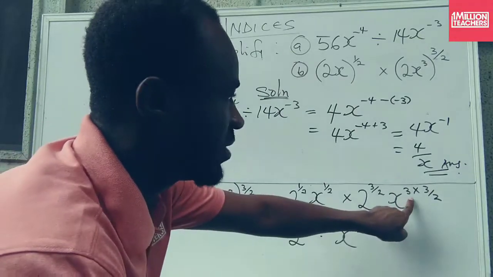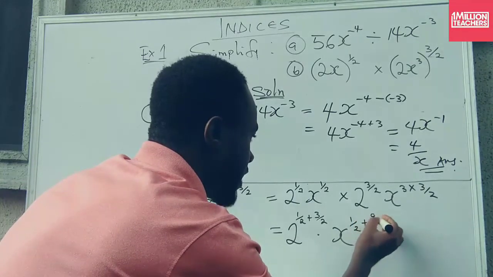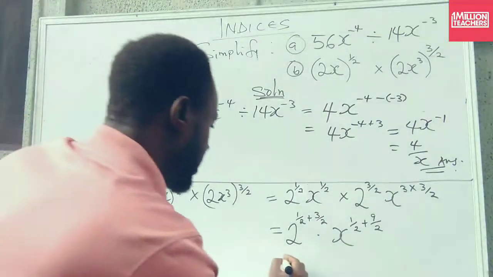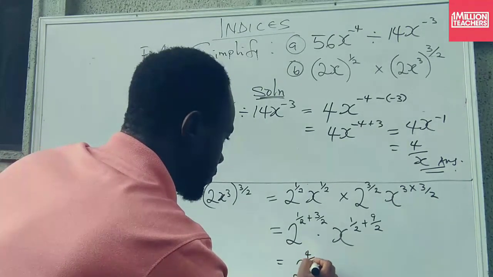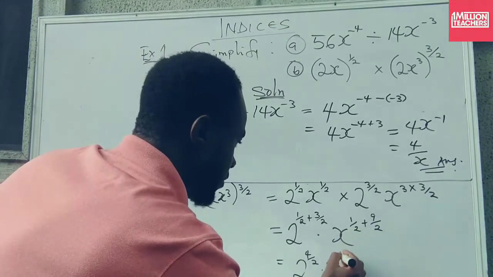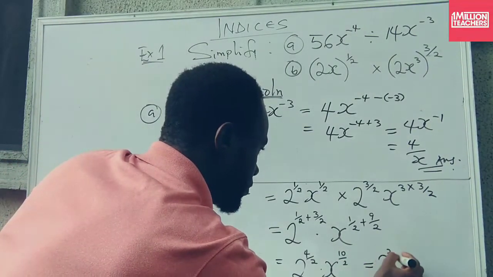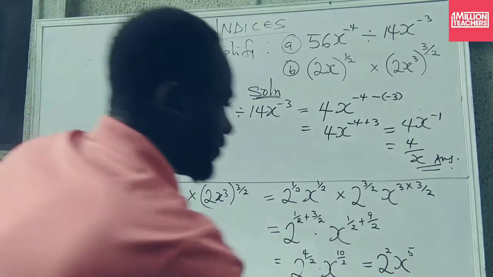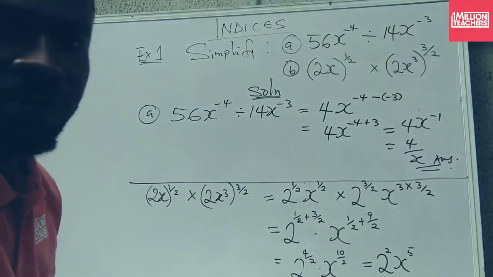Now let's look at this. Remember that this one itself is 9 because 3 times 3 is 9, so plus 9 over 2. So if you add this up together, this 2 will give me 4 over 2, and then for x, this will give me 10 over 2, so that my final answer is 2 to the power of 2 and x to the power of 5, which is 4x raised to the power of 5.